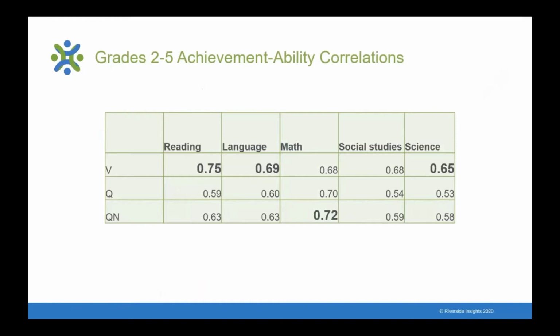The best predictor of reading and language, and it looks like social studies and science achievement, is the verbal reasoning battery, whereas Q, but especially QN, the composite battery of Q and N, is a very good predictor of math achievement and to a lesser extent science. So those are ways we can think about using ability tests to predict how students will perform in different content areas.